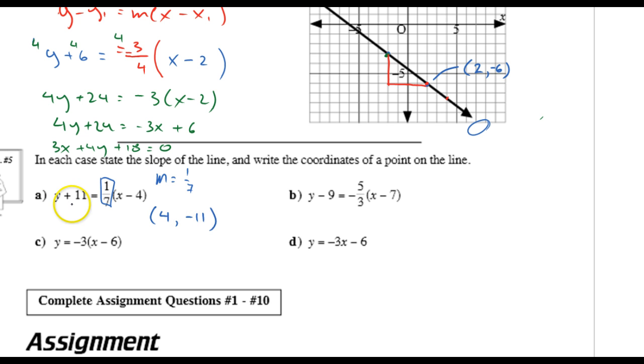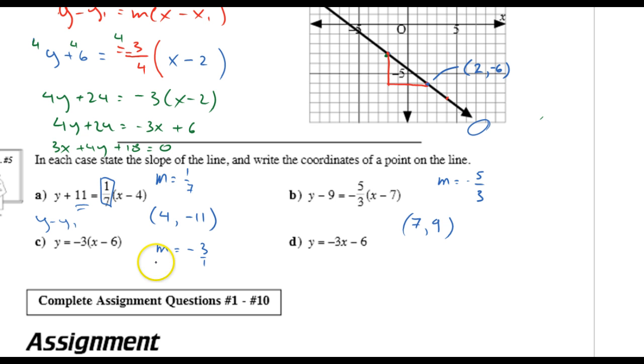Be careful with this, right? Even though it says 11, because the formula says y minus y1, in order to get a positive 11, my coordinate would have had to have been -11. So just be careful with that. All right, slope equals -5/3. Slope's pretty easy. You just read it off the equation there. And my point is going to be 7, 9. Okay, and then here my slope is -3 or -3/1, whichever you prefer.